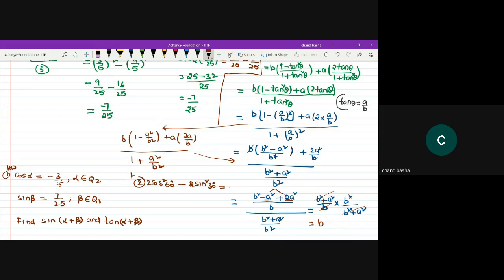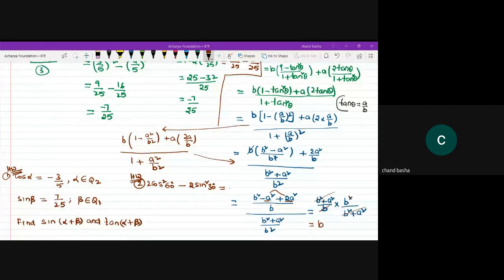In the next class, we'll try to start with the new chapter, that is geometry. Okay, sir. We are familiar with that concept, geometry.